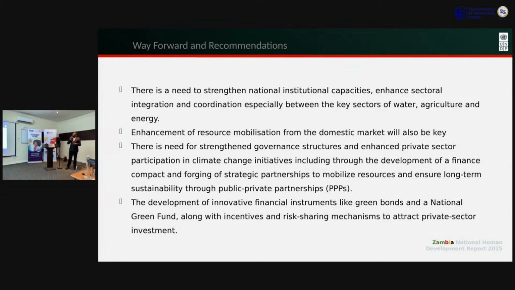We need to focus on very good governance structures and also on climate change initiatives. This is very key, and also partnerships. So I think going forward, this is the new outlook in the planning process, where we need to change the narrative and incorporate the private sector. Innovative instruments, green bonds, the green fund, and other incentives are also needed to attract the private sector.